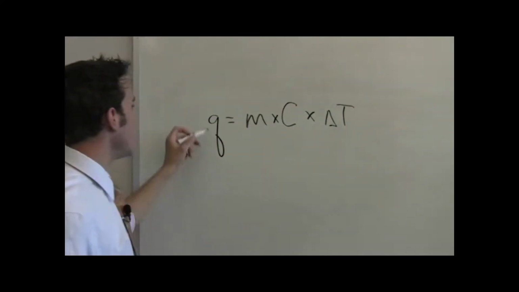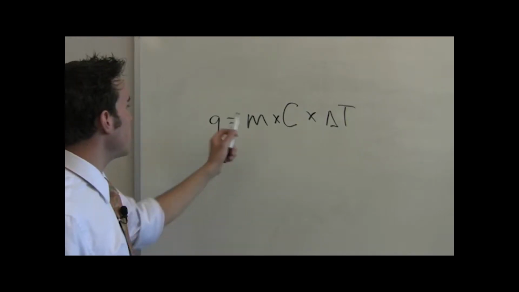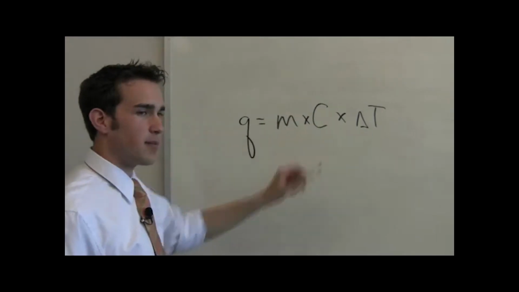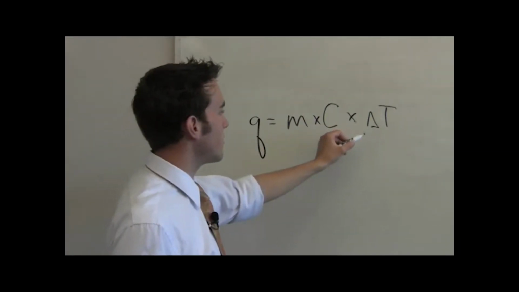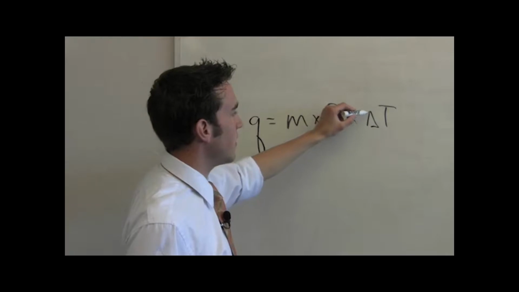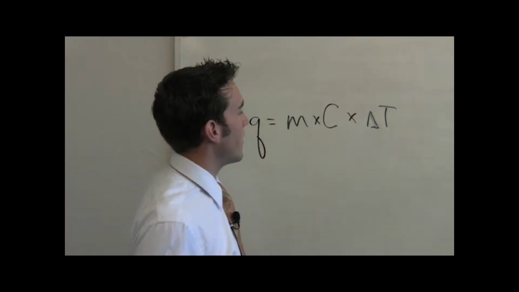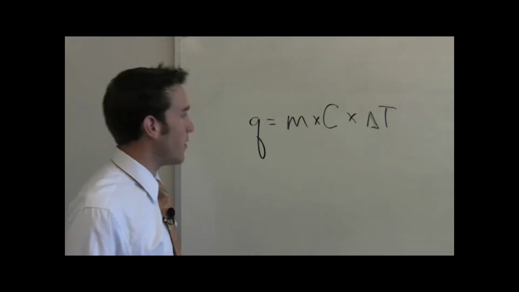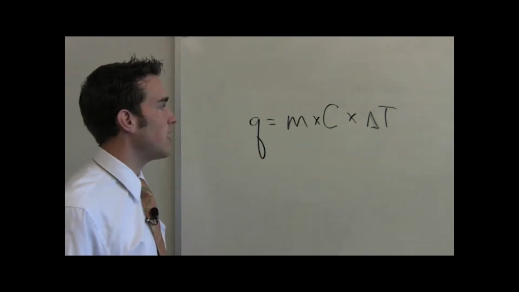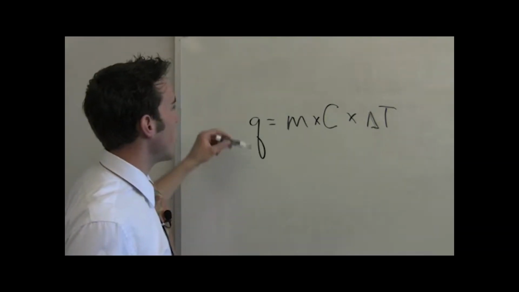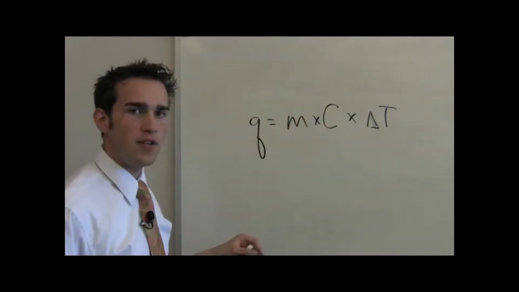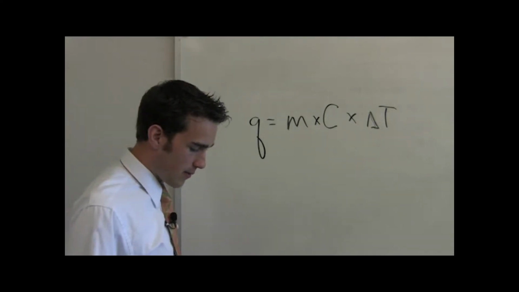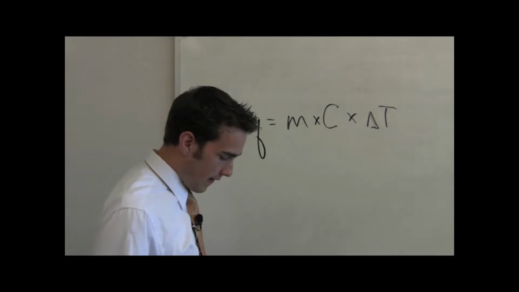That equation is Q equals heat, M is mass, C is the specific heat capacity of whatever substance you're dealing with, and this triangle T, called delta T, is the temperature change. And with this, just like any other equation that you use, given all the variables except for one, you should be able to find the one that you don't have. First we're going to talk about an example.